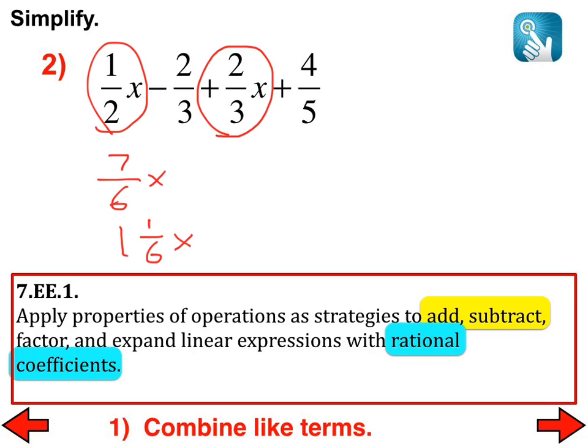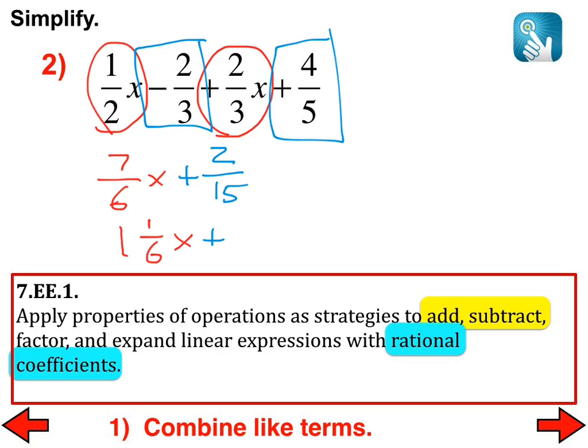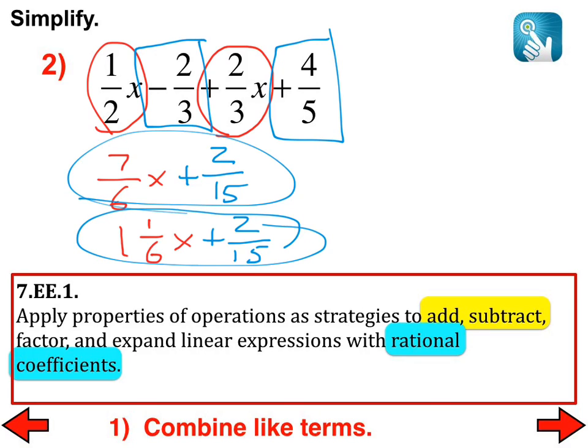Then we have these constants. A couple of you took the 2/3 without the sign. That is a negative 2/3 and a positive 4/5. You would need to find a common denominator. And I believe that that is a positive 2/15. And so you could have either 7/6 x plus 2/15 or 1 1/6 x plus 2/15. Any questions with that problem?